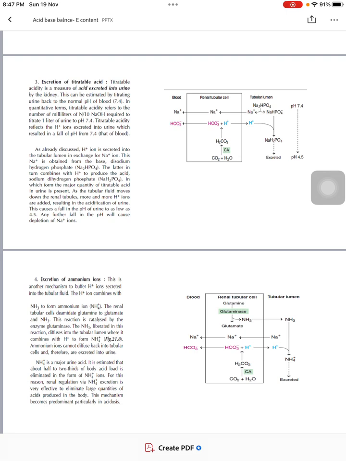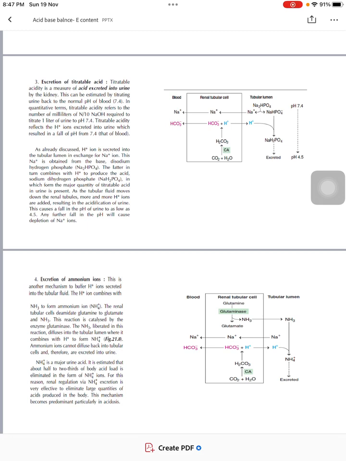Third one, excretion of titratable acid. Titratable acid is a measure of acid excreted into urine by the kidney. This can be estimated by titrating urine back into the normal pH of blood. In quantitative terms, titratable acidity refers to the number of milliliters of N/10 sodium hydroxide required to titrate 1 liter of urine to pH 7.4.